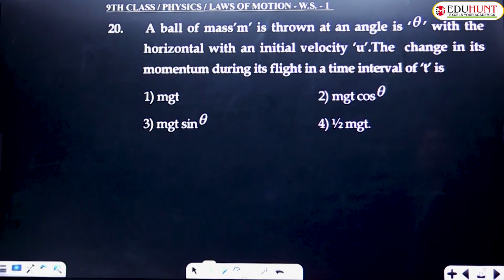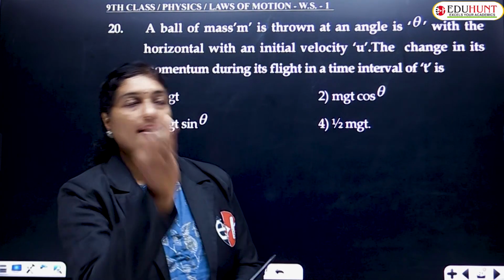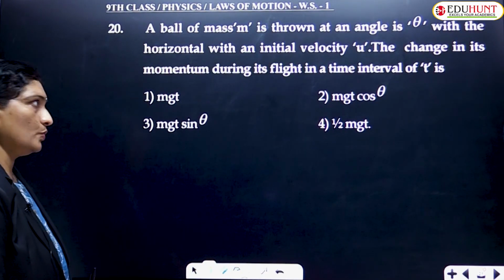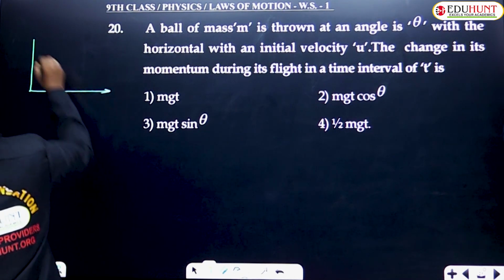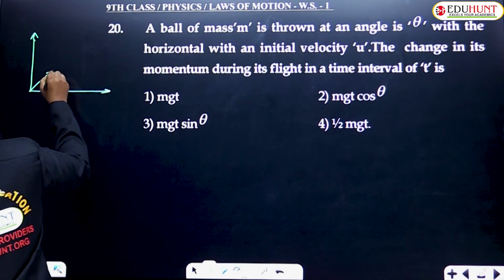Question number 20. A ball of mass m is thrown at an angle theta. So at what angle is the ball thrown? Making an angle theta with the horizontal with an initial velocity u. Okay, so this is a projectile motion. So based on the projectile motion, what is given, children? This is the x-axis and y-axis.